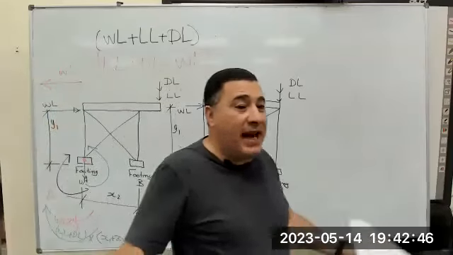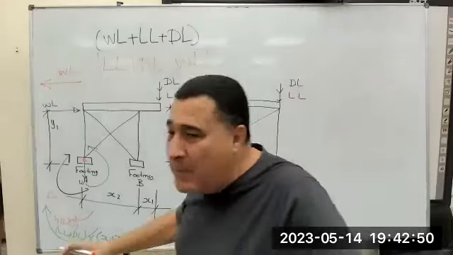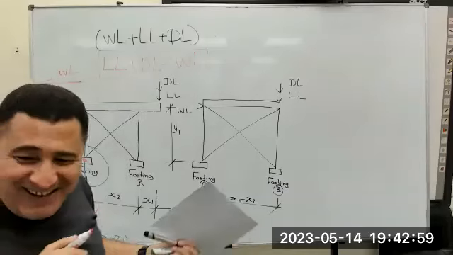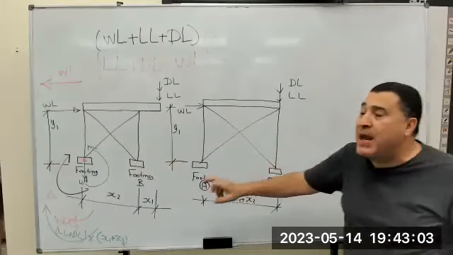If both of them are the same, if x1 times x2 equals y1, it means what? I am much happy. Nothing. Leave this foundation and go sleep. Don't worry about anything. Okay? Correct? What will happen for footing B?